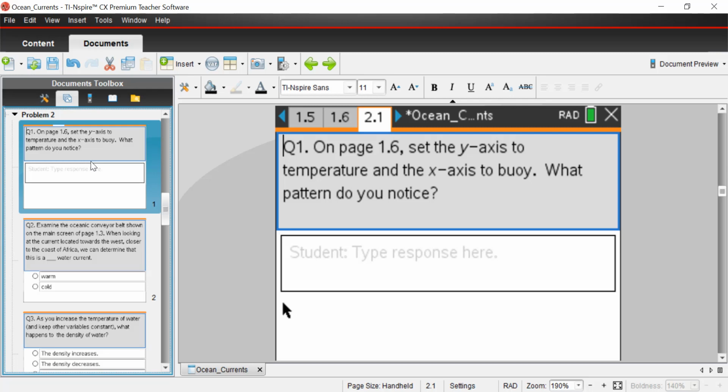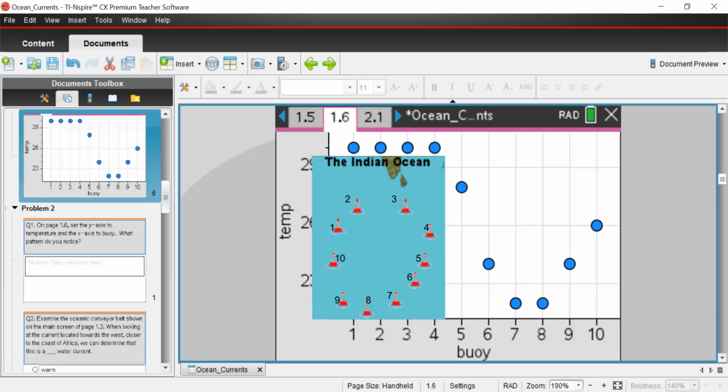So question 1 on page 1.6, set the y-axis to temp and the x-axis to buoy. What pattern do you notice? So we're going to go back to that previous page. And I'm going to try to overlay a picture of the buoys, to give you some perspective. And the buoys, you can see they're all numbered. And the graph showing buoys 1 through 4, all about the same temp.